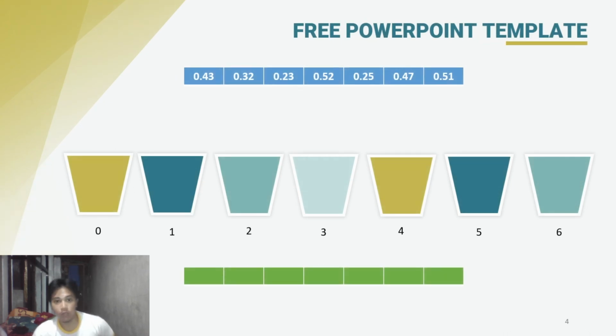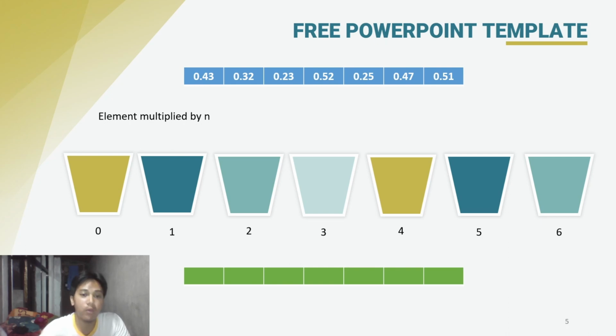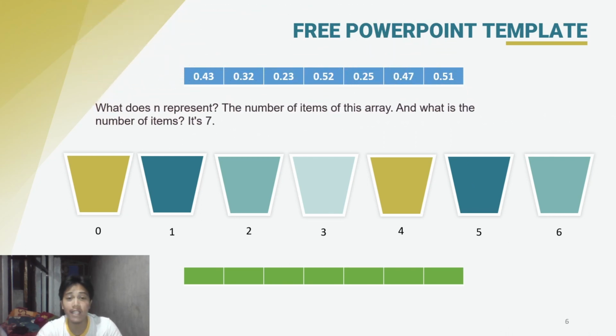So, first is the sorting of these buckets. We have the given 0.43 as you can see on the screen, and we have our buckets. Each element, which you can see in the blue cells, I mean the blue boxes lined up, is multiplied by n. So what does n represent? n is the number of items in this array. So how many items are there? 7, so it is multiplied by 7.